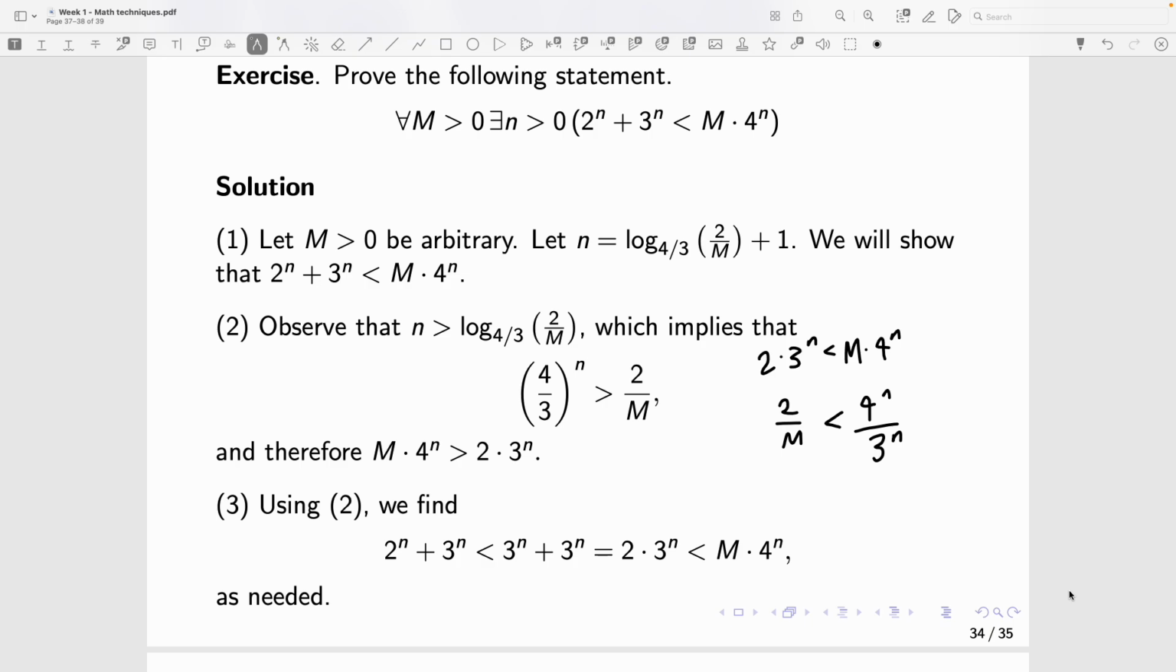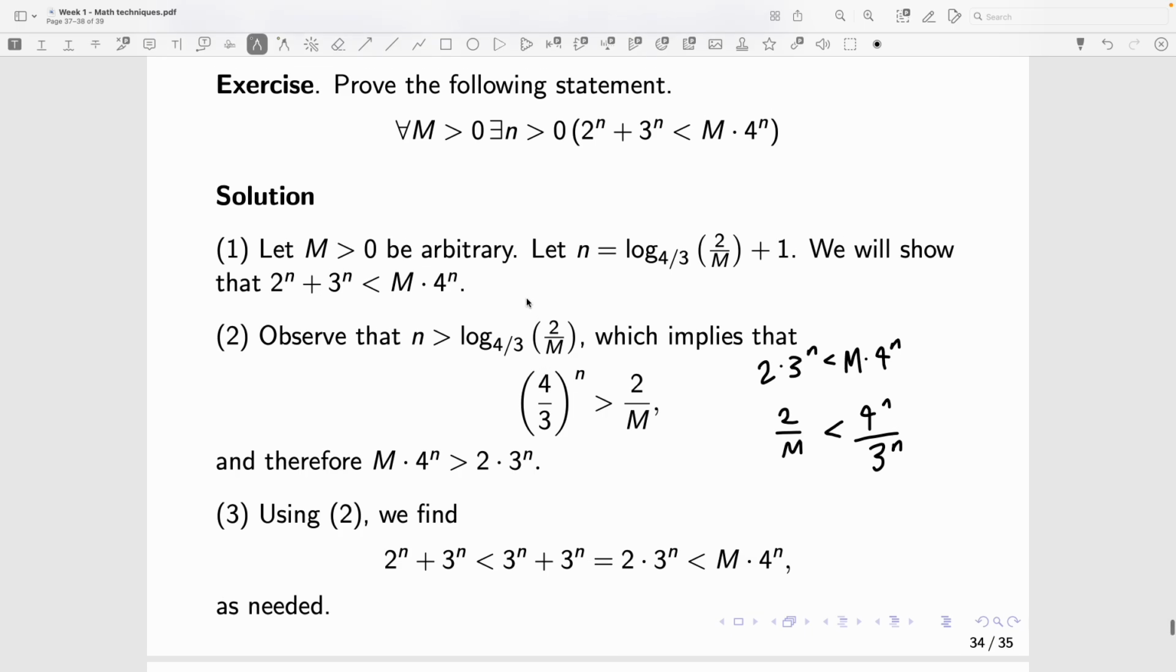Use logarithms to sort of drag the n out of its position as an exponent. In this case, you take the log base 4/3 of both sides to get n greater than log base 4/3 of 2 to the m. And then since n had to be greater than that log expression, we just set it equal to that plus 1, because that's a successor.